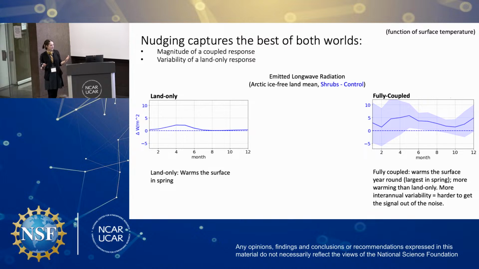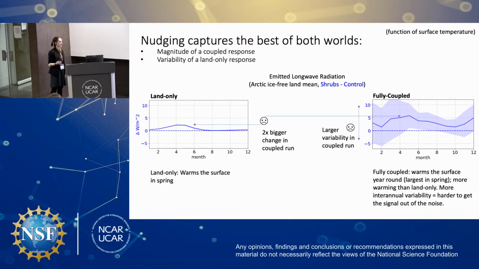looks in some sense similar in that the most warming is happening during the spring, but there's also warming happening year-round. The warming is way bigger. It's like twice as big. You're getting warming of around 5 Kelvin in springtime, and the interannual variability is ridiculously large. So if you're trying to find the signal here, it's going to be way harder.